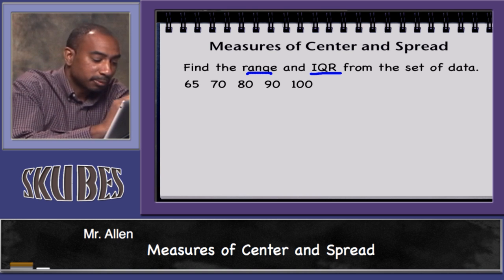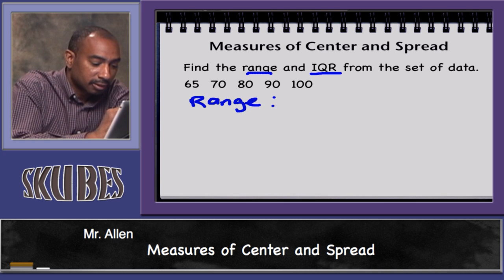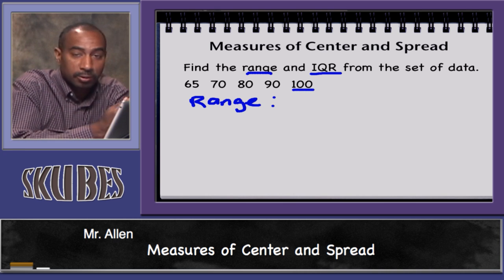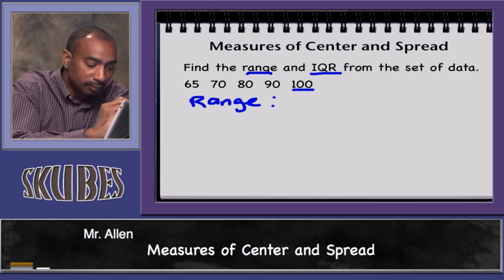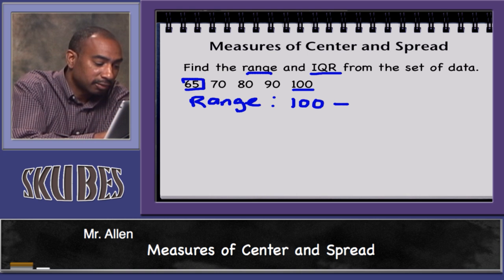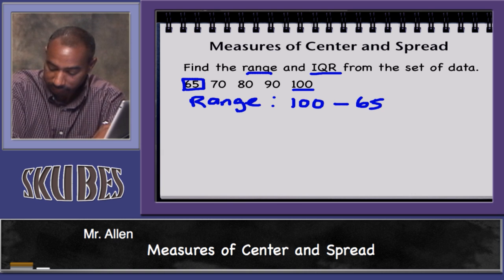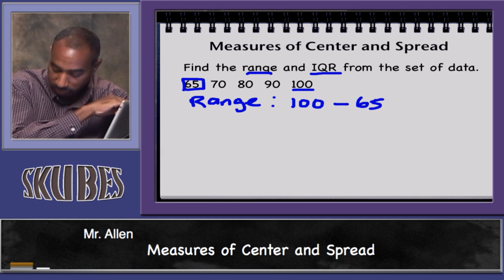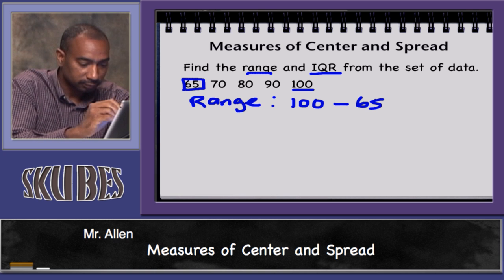All right, so the range is pretty simple. We're just going to take the highest number in the set. Make sure it's in order, though. We have 65, 70, 80, 90, 100. Take the greatest value, and we're going to subtract from that the least value, which is 65. When you do that, you're going to wind up with 35, I believe.